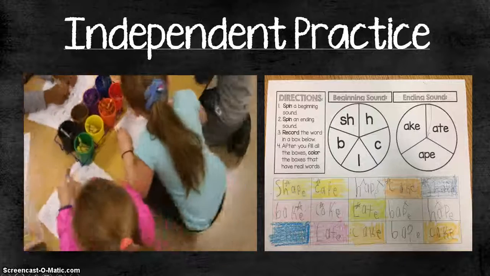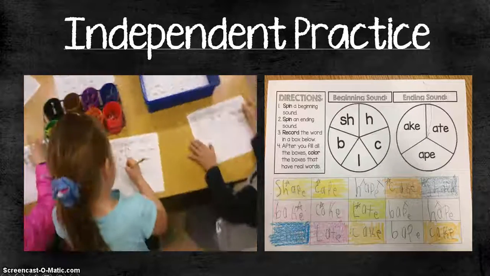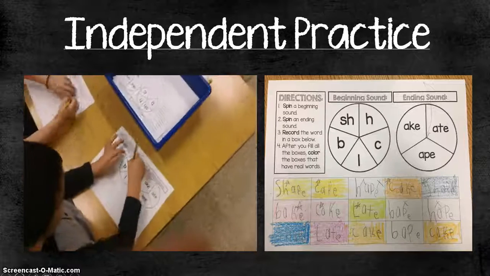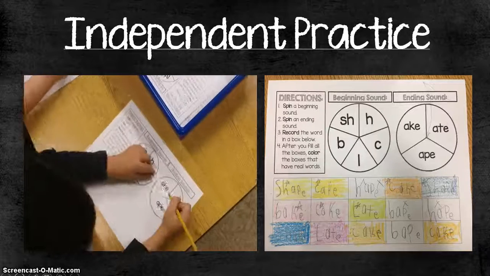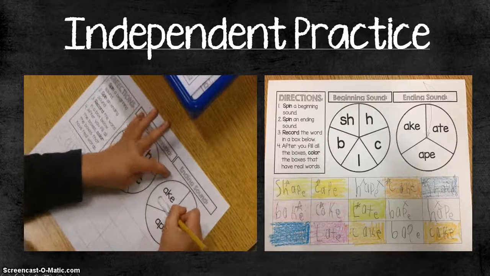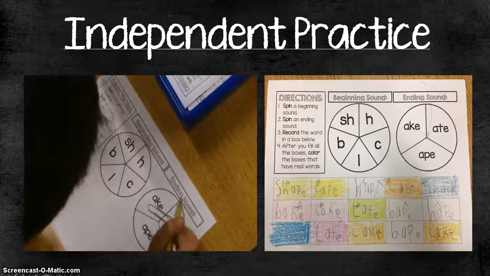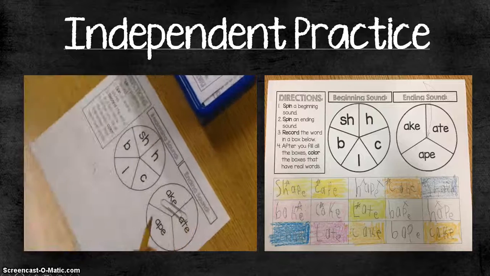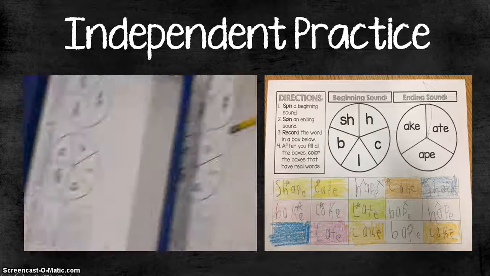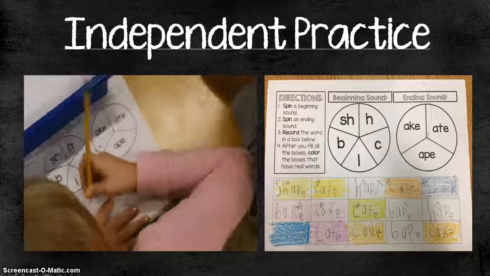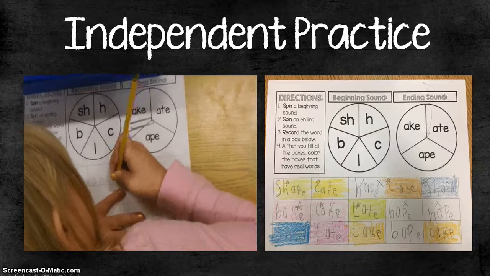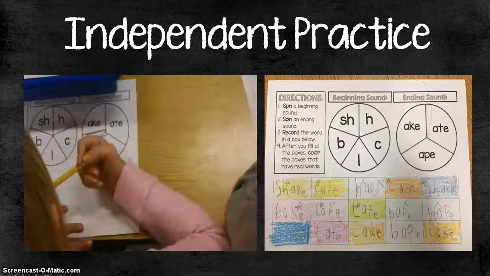The independent practice was a worksheet that I put together where students were taking a pencil and a paper clip to create a spinner, and they spun a beginning sound first, and then they spun an ending sound, which was those long A word family endings, and they recorded the word that they made into one of the boxes below. After they filled all the boxes with words, they were asked to color the boxes that had real words.